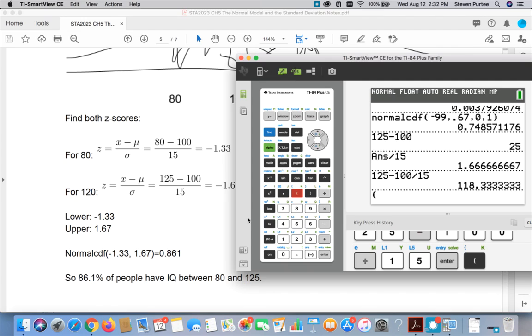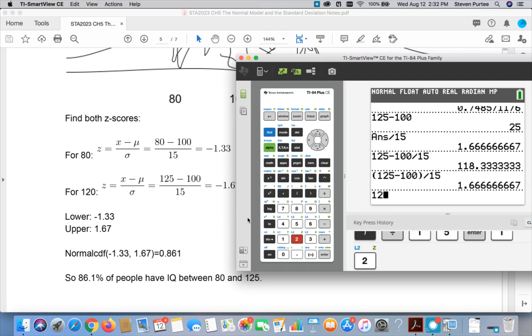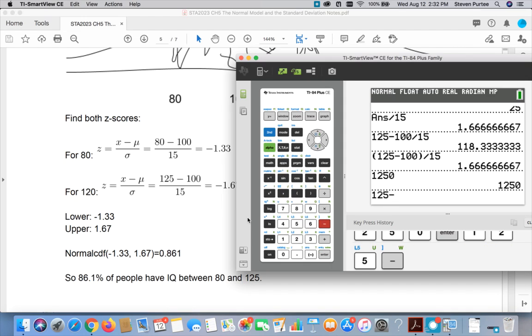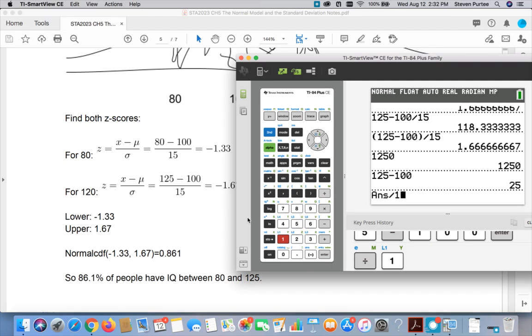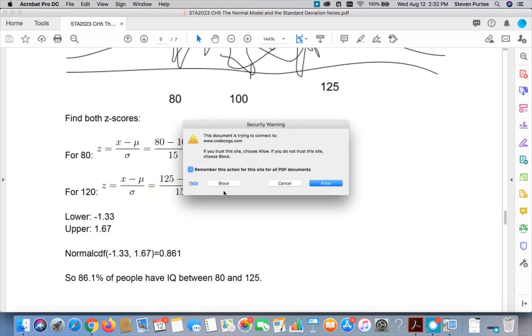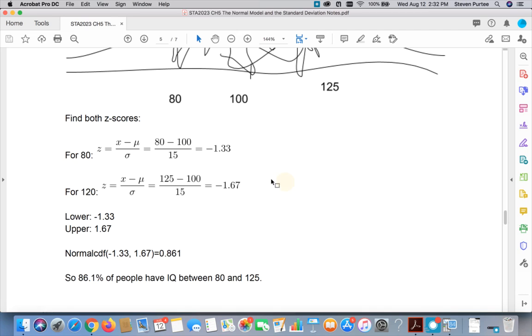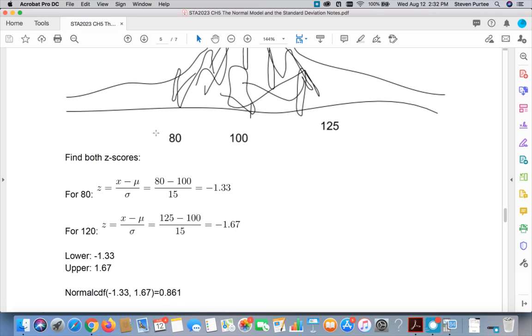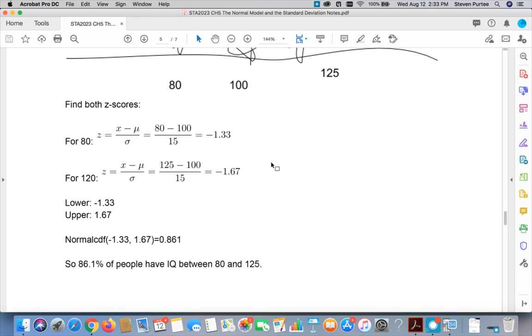So either use parentheses, 125 minus 100 divided by 15, or the way I like to do it, just do the top first, 125 minus 100, hit enter, then divided by 15. So again, that should be a positive. That's a typo there, and that should say 125. So my two z-scores are negative 1.33. He was negative because he's below the mean. Positive 1.67. Positive because he's above the mean.